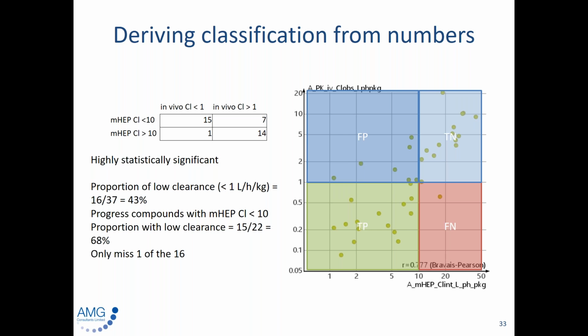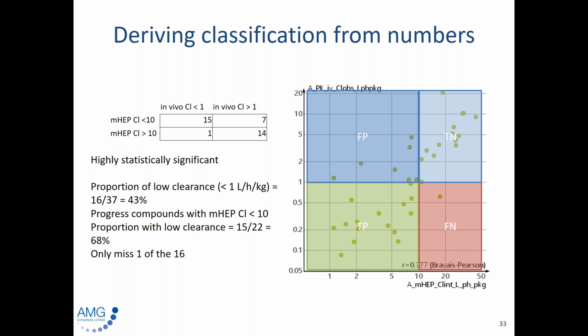So the other thing to point out is if we draw a line at 10, then you can see that a large proportion of the low clearance compounds in vivo, those with clearance below 1, also have mouse hepatocyte clearance below 10. And there's only one which is a false negative, where we'd miss this one. Okay, so if we threw away everything with a mouse hepatocyte clearance above 10, we would lose this compound because we might never test it in vivo.